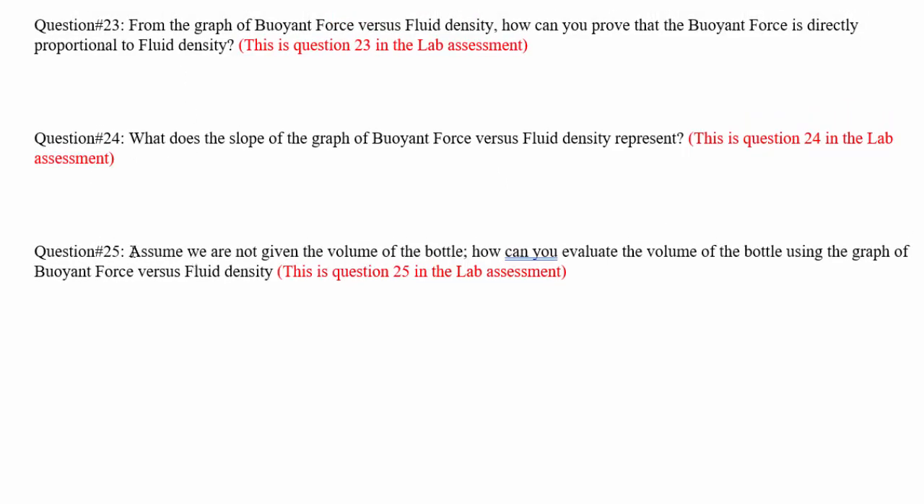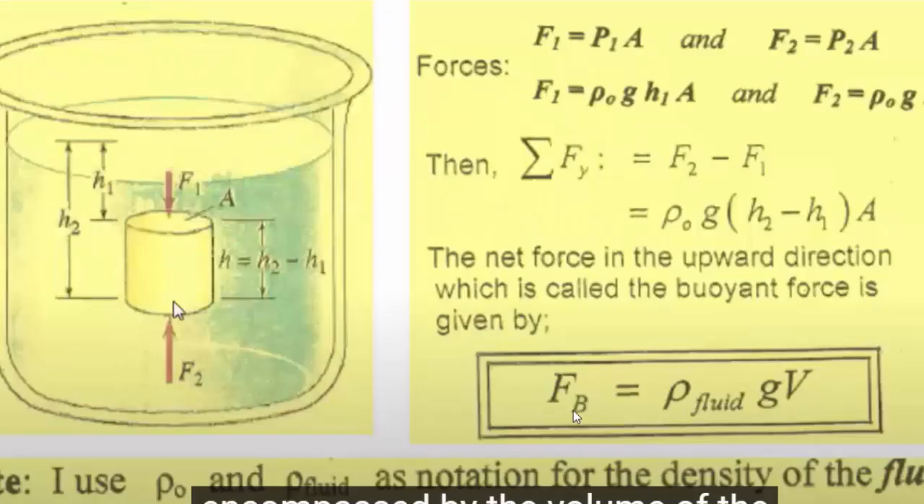Then question number 25 asks you to assume we don't know the volume of the bottle that was submerged in the liquid. How can you evaluate the volume of that bottle using the graph of the buoyant force versus fluid density? We can actually do that by using the slope of the graph. Now again, if you go back to this equation, the equation that relates the buoyant force to the fluid density, since the slope is g times v, and since we know that g is 9.8 meters per second squared, we can calculate the volume of the object by dividing the slope by g.